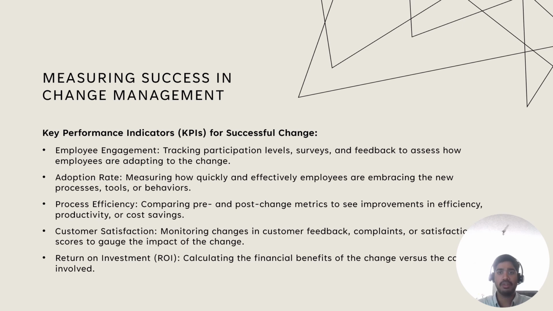Process metrics. Track process related metrics such as efficiency improvements, error rates, and cycle times. These metrics help to determine whether the change is delivering the expected operational benefits. Customer satisfaction: evaluate the impact of the change on customer satisfaction. Positive change should reflect in improved customer experiences and retention rates. Post implementation review: conduct a thorough review after the change has been fully implemented to assess the overall success and identify lessons learned for future initiatives.